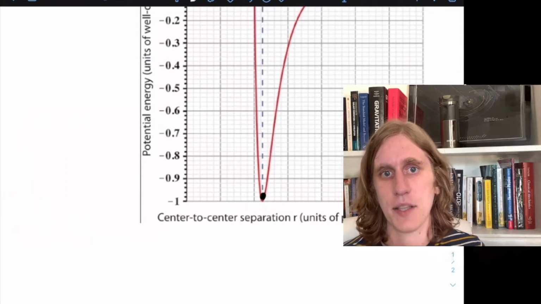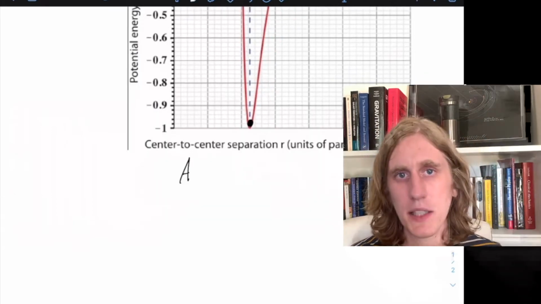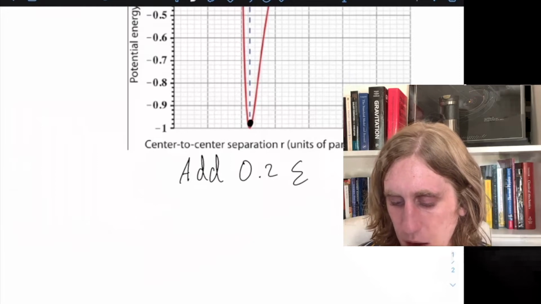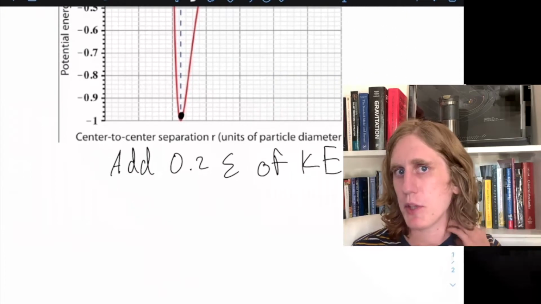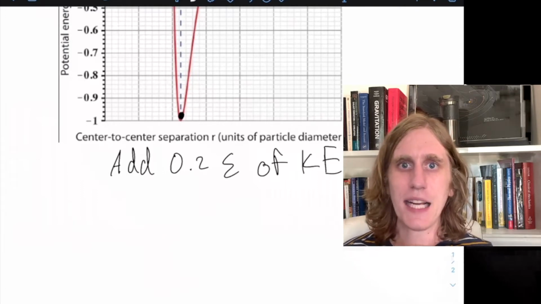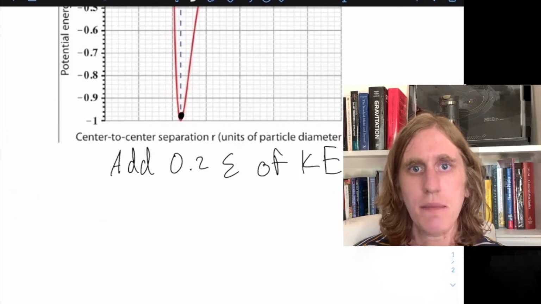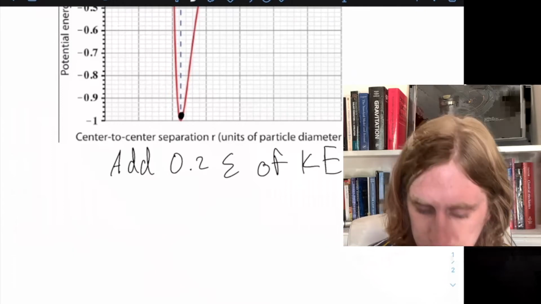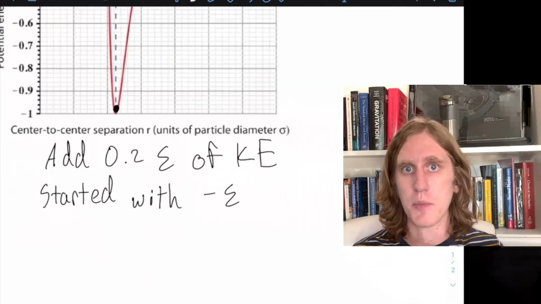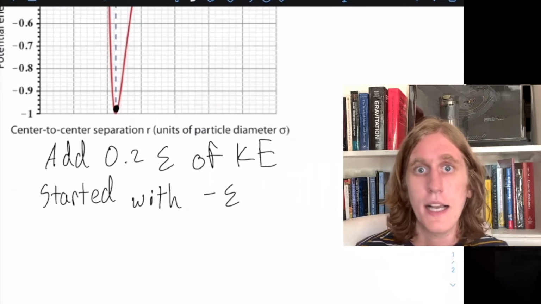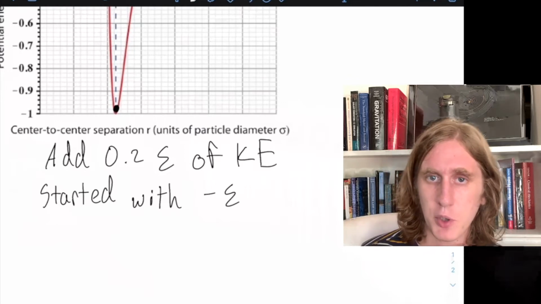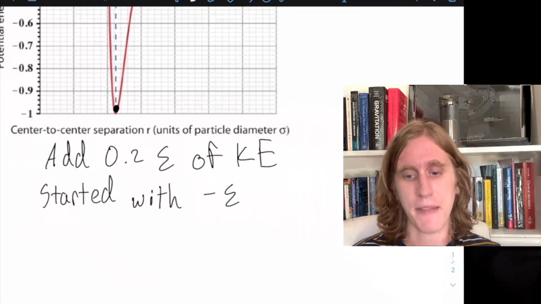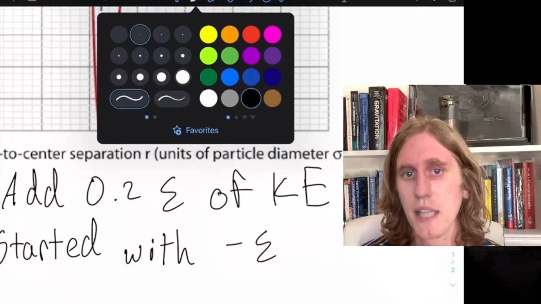Now let's add some kinetic energy to the particles. And let's actually add a specific amount. Let's add 0.2 epsilon of kinetic energy. Well, what will the particles do now? Well, let's just think about the total energy of our system. Originally, our particles just had potential energy, and we know exactly how much they had, negative epsilon. So what is the total energy of the particles now? Well, it's just negative epsilon plus 0.2 epsilon. That adds up to a total of negative 0.8 epsilon. So we know that the total energy of our particles is negative 0.8 epsilon. I'm just going to mark that on our graph with a line.